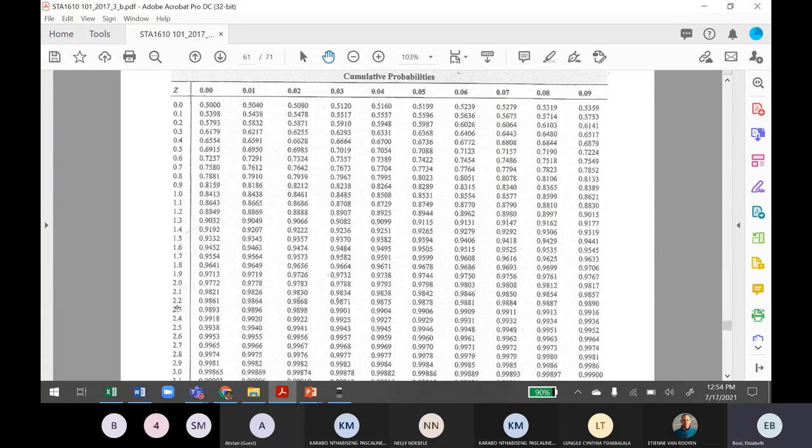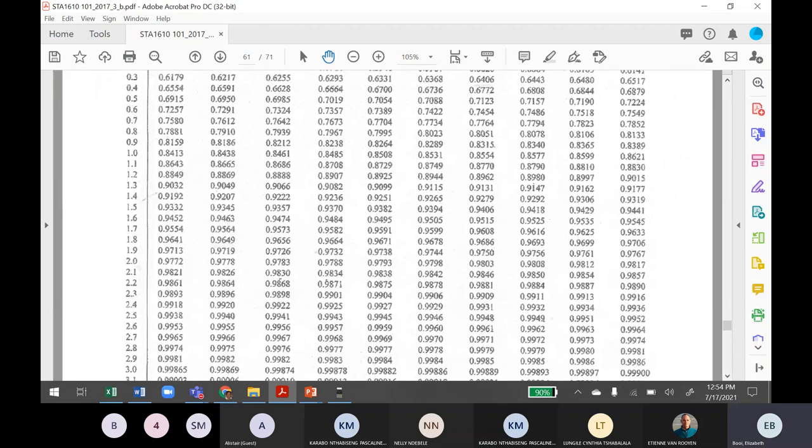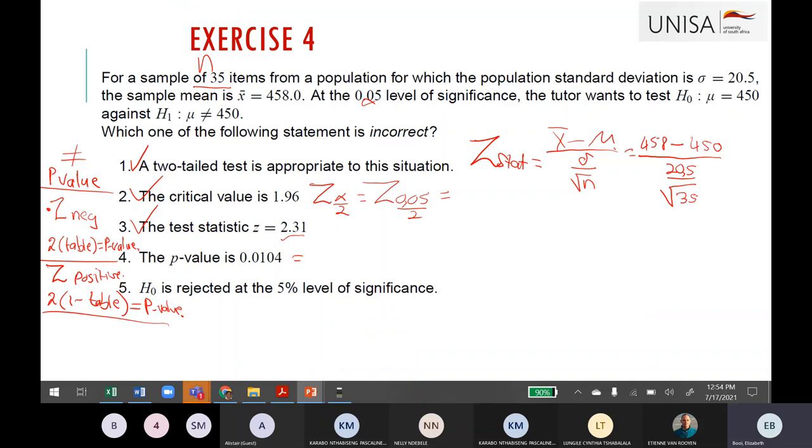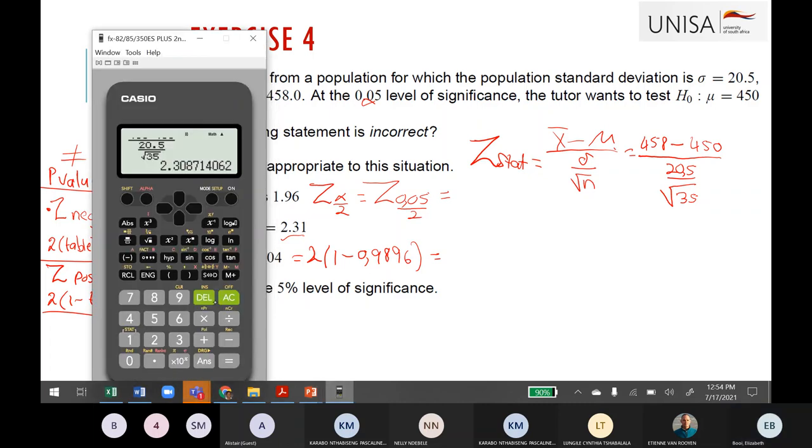Going to find 2.31, which is 0.9896. So because it's a two-tail, so there are two sides, it's 2 × (1 − 0.9896). And that should give you 2 × 0.0104. You forgot your zero, right? Yeah.